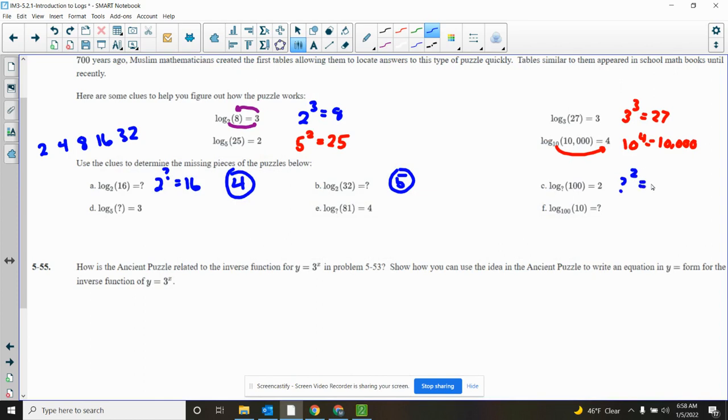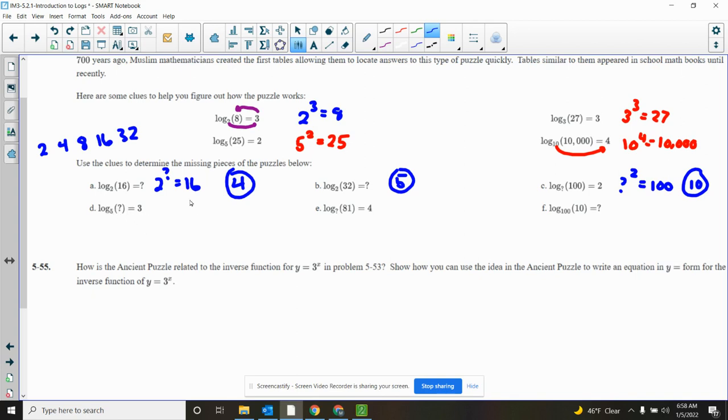Over here, this time what we're missing is the base number. So what number to the second power gives us 100? A couple of ways to do this. Probably the easiest is just to know that 10 to the second power is 100. You could also, to get rid of that exponent of 2, do a square root on both sides, and the square root of 100 does give you 10. So in this case, I want a 10 to be that question mark number.